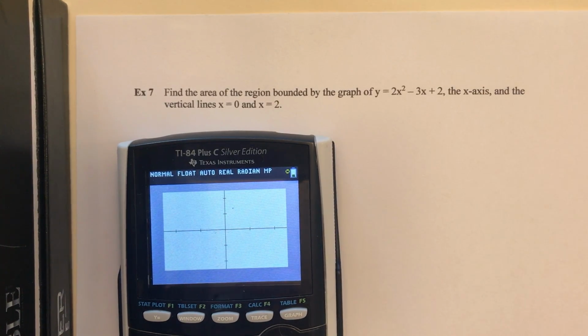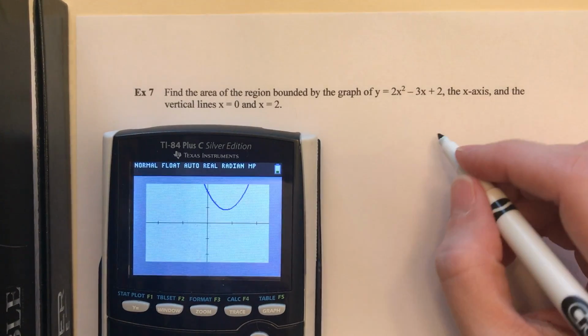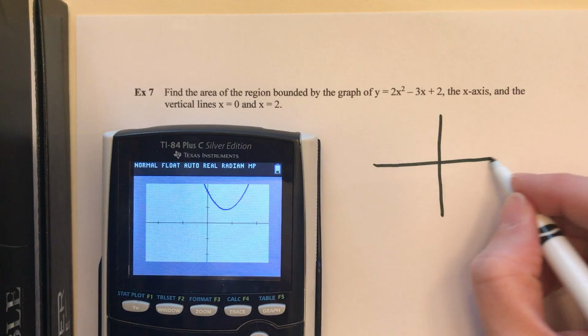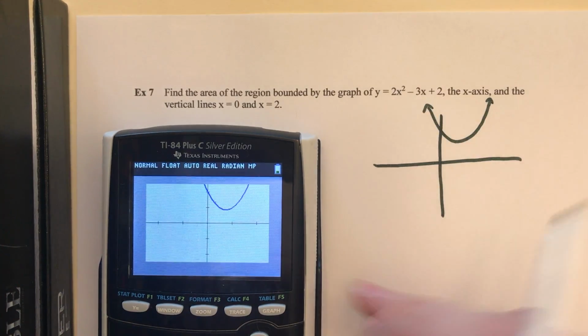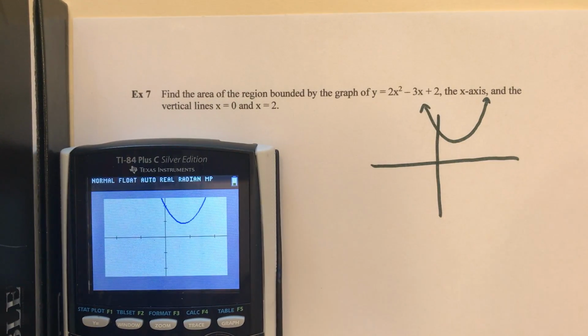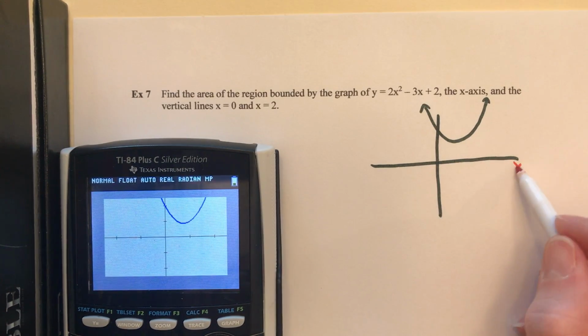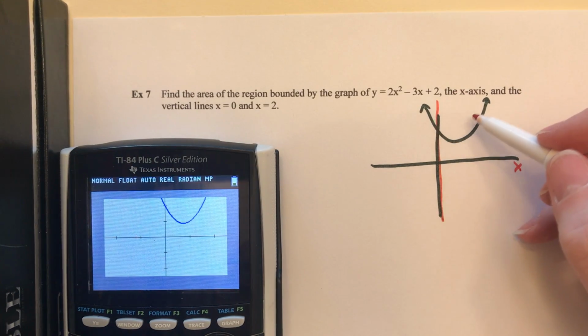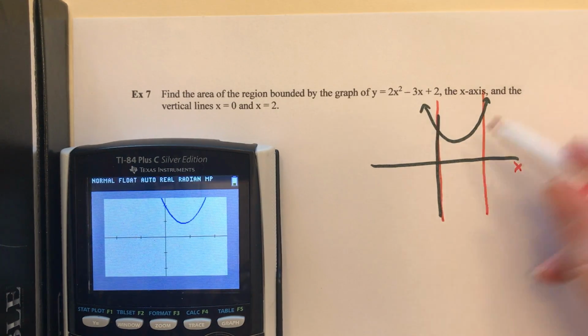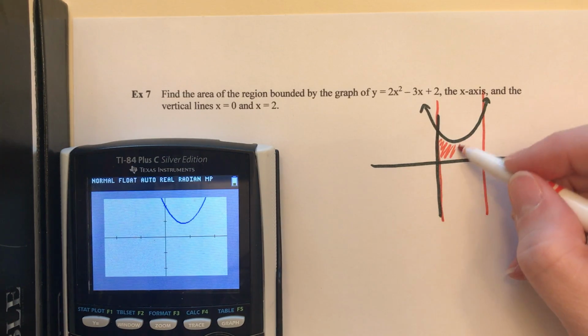And I'm zoomed in from my last time, so I'm going to zoom 6. I might not have to. It actually looks pretty good like that. So I'm going to leave it. I'm going to sketch a graph here. So I have my graph. We have an area that's bounded by this graph, the x-axis, so here's my x-axis, and the vertical lines, x equals 0 and x equals 2, which is somewhere over here. So I'm going to shade that region in.